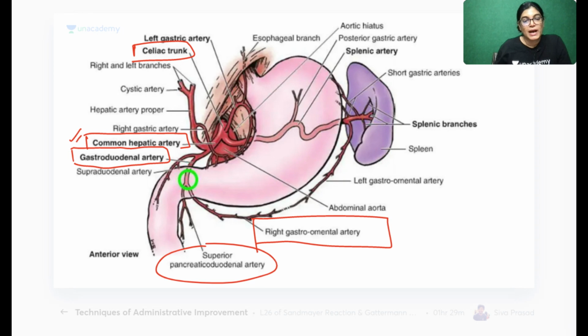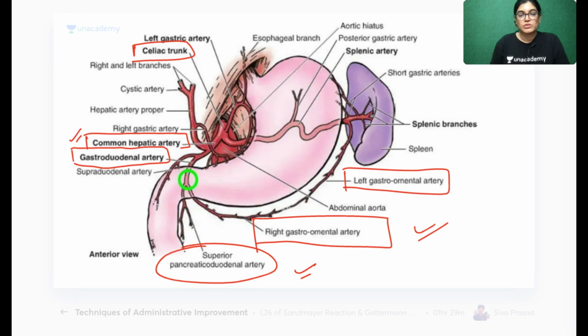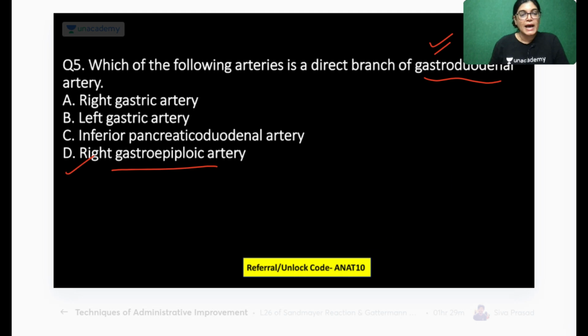The gastroduodenal artery is dividing directly, giving 2 important branches. One is the superior pancreaticoduodenal artery, another is the right gastro-omental artery. Actually, the other name of the right gastro-omental artery is right gastroepiploic artery. Left gastroepiploic artery is a branch of which artery? Anyone? So right gastroepiploic artery is a direct branch of the gastroduodenal artery.